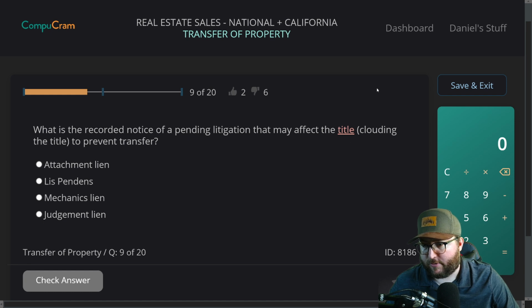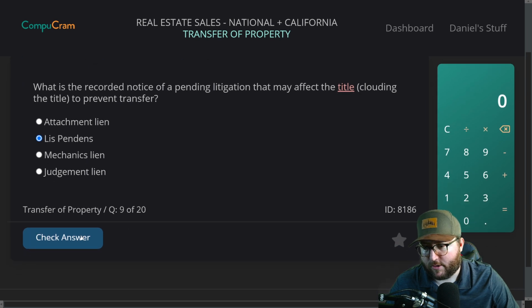Question 9: what is the recorded notice of a pending litigation that may affect the title, clouding the title, to prevent transfer? A, attachment lien. B, lis pendens. C, mechanic's lien. D, judgment lien. I want to say lis pendens. I've heard about lis pendens before. Let's just go for it.